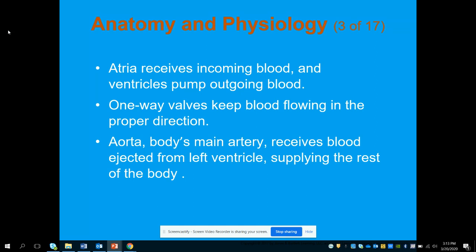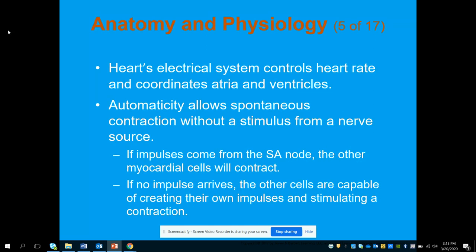And the one-way valves inside of the heart keep the blood flowing in the proper direction, so we don't have blood backing up. Now, the heart's electrical system controls the heart rate and coordinates that atria and ventricles on how they begin to pump and how fast they pump. And so we've talked about that term before, automaticity, meaning that the heart is creating its own electrical conduction. So it allows for spontaneous contraction without a stimulus from a nerve source, and that's what makes that cardiac muscle tissue so unique.